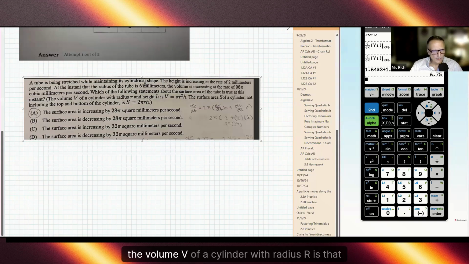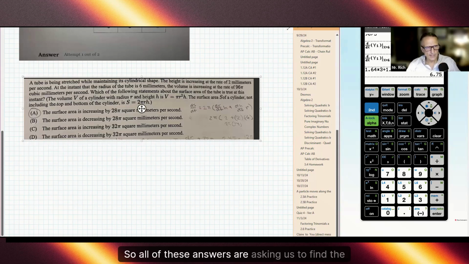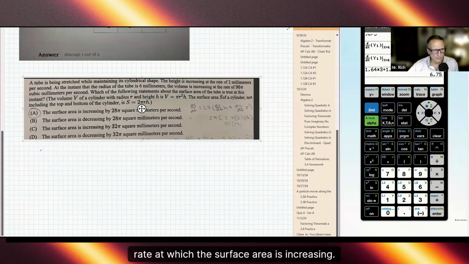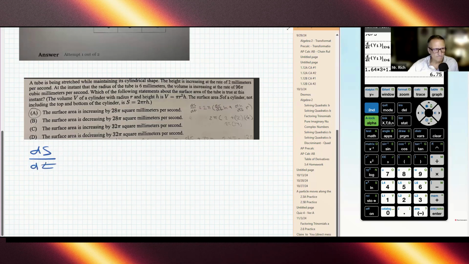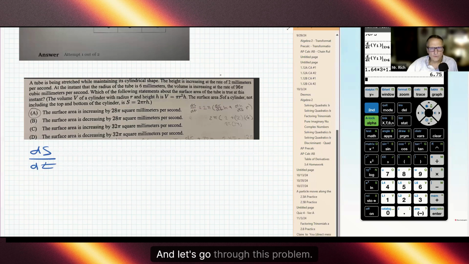The volume V of a cylinder with radius r is that, and the surface area of a cylinder, not including the top and bottom, is S equals 2 pi r h. So all of these answers are asking us to find the rate at which the surface area is increasing. So they're wanting me to find what we call dS/dt right there. That's what they're asking us to find. And let's go through this problem.